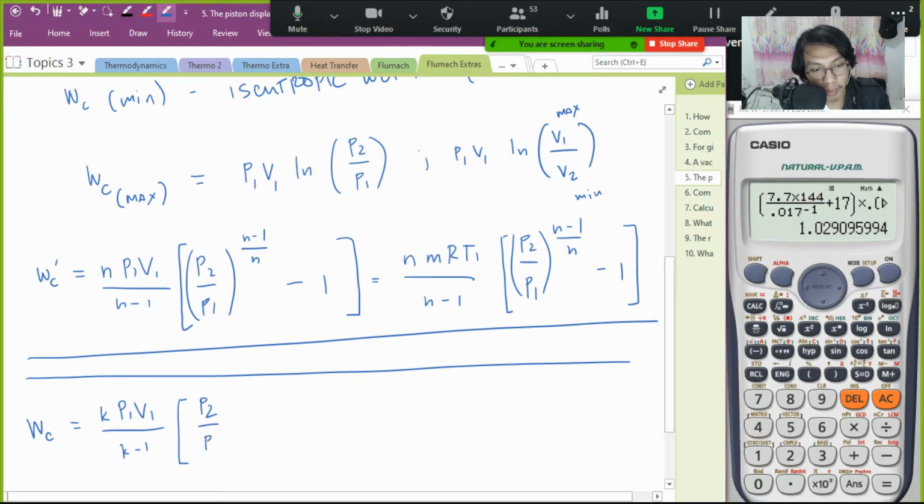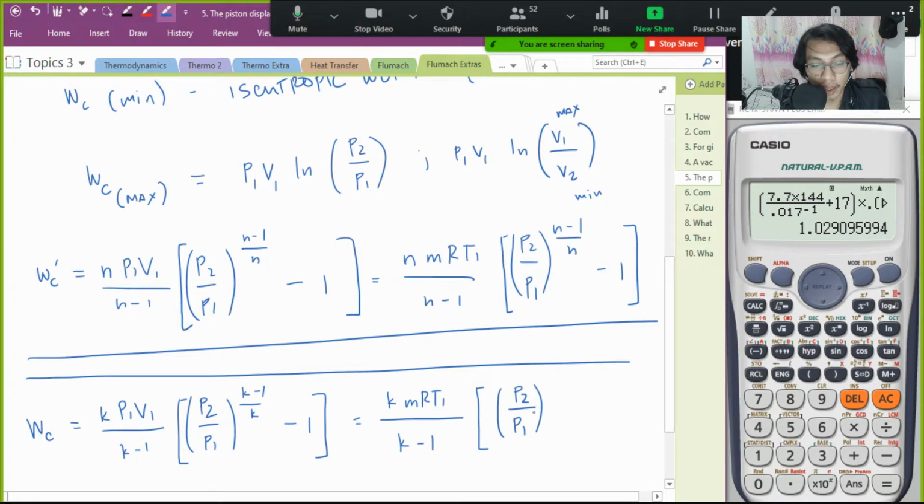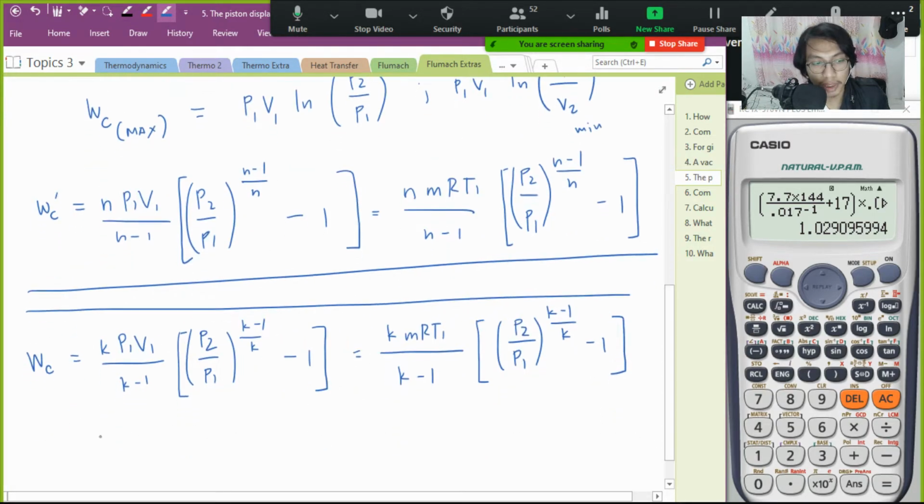P2 over P1 raised to K minus 1 over K, minus 1. O, ganun din dito. Palitan mo lang ng K. K, M, R, T1. Ang daming formula pagdating na compressor. Kaya, ito yung pinakamadaling solve, compressor. Alamin mo lang kung ano yung air available, yung air supplied, okay? Yung volume discharge, okay? Yung pinagkaiba nun. Yan. So, this is for single staging.